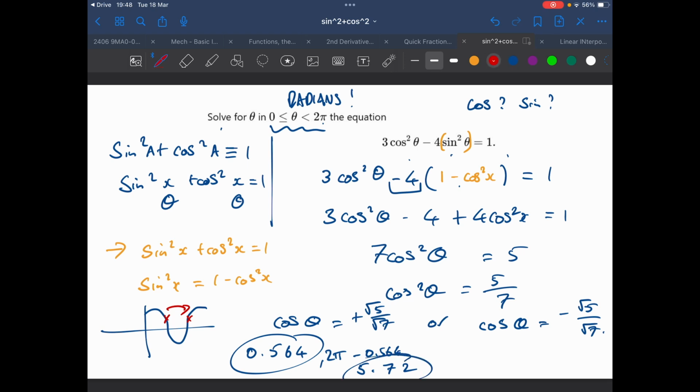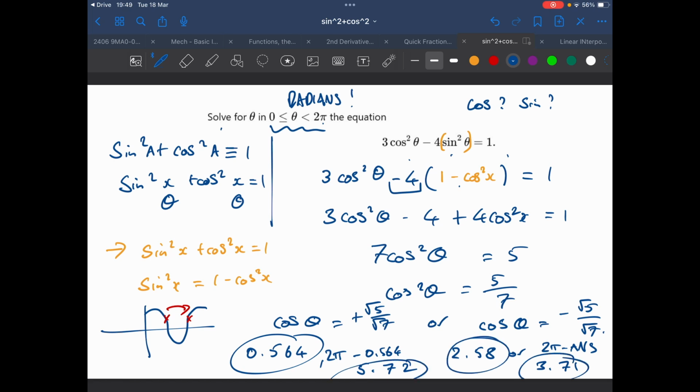When you solve for the negative case, okay, let's have a go with that one there. So inverse cos of root 5 over root 7 gives me my first value. Whoops, I need to put a negative there. So it gives me my first value of 2.58. Or if we do 2 pi minus, so remember 2 pi is how you get your other value. So 2 pi minus answer is 3.71.